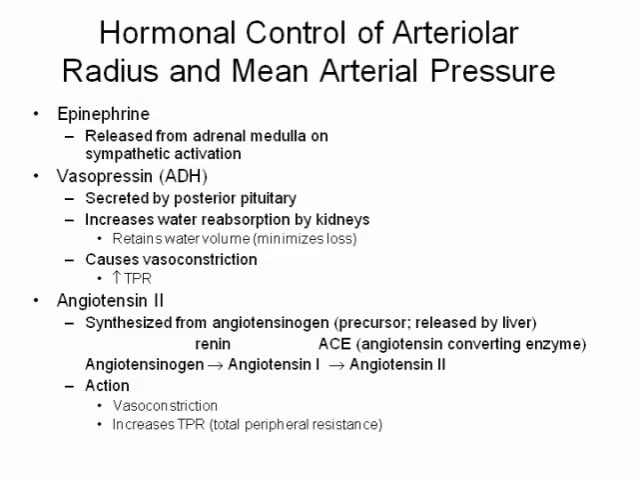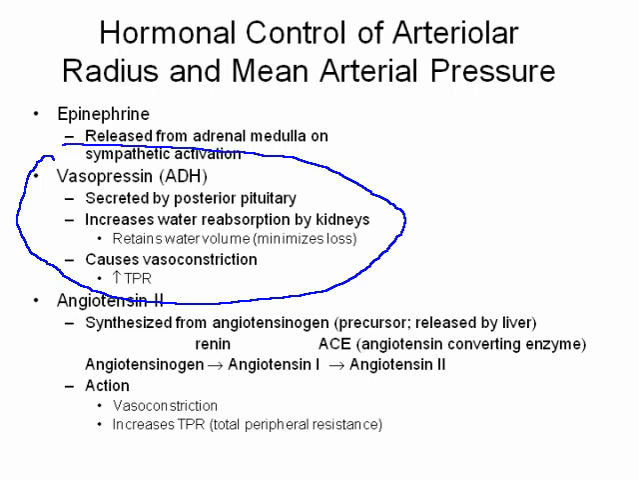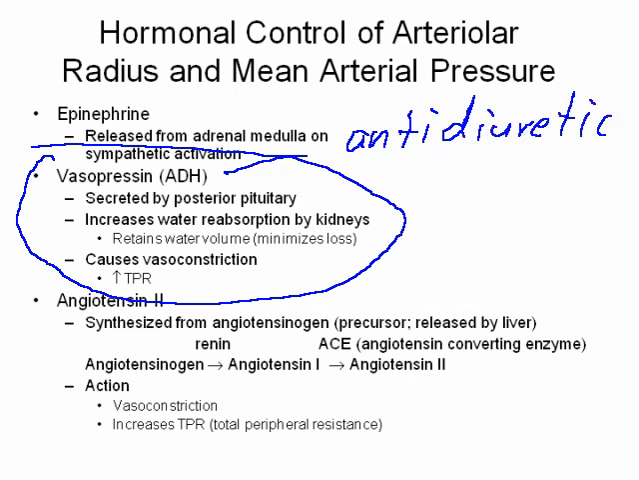So let's take a look at hormones that affect the arterial radius and mean arterial pressure. Epinephrine, we've already talked about, is released from the adrenal medulla when the adrenal is activated by the sympathetic nervous system. Vasopressin, also called ADH, or antidiuretic hormone. We'll talk about that more in the renal system.